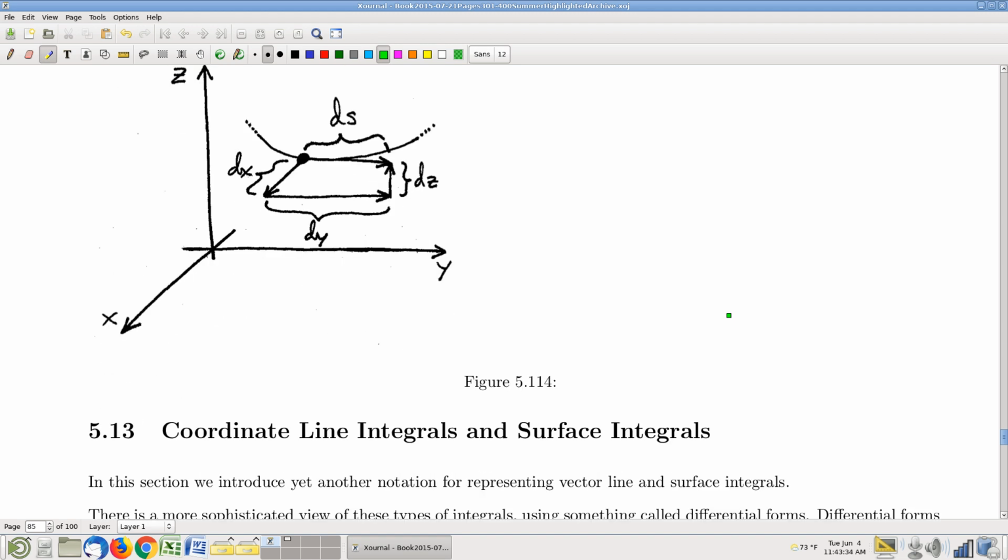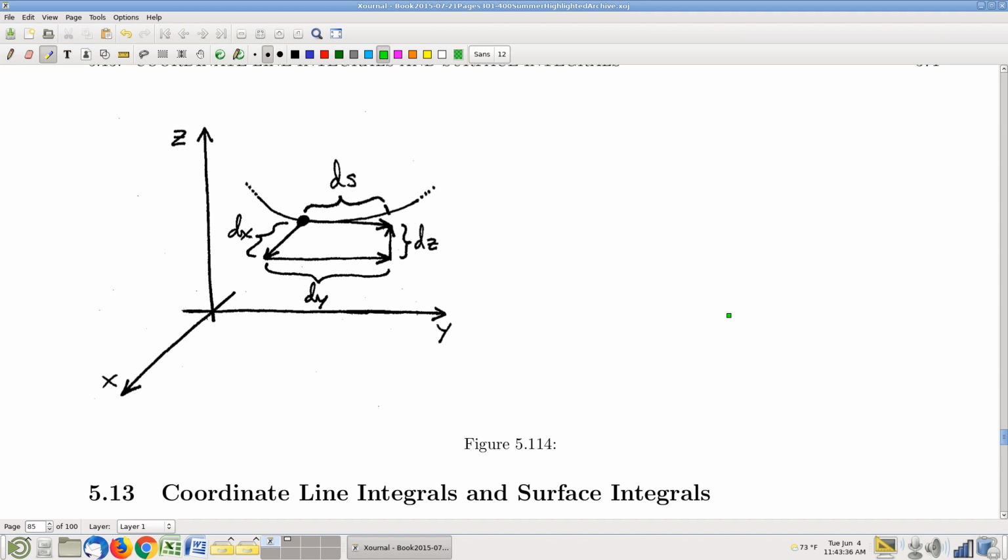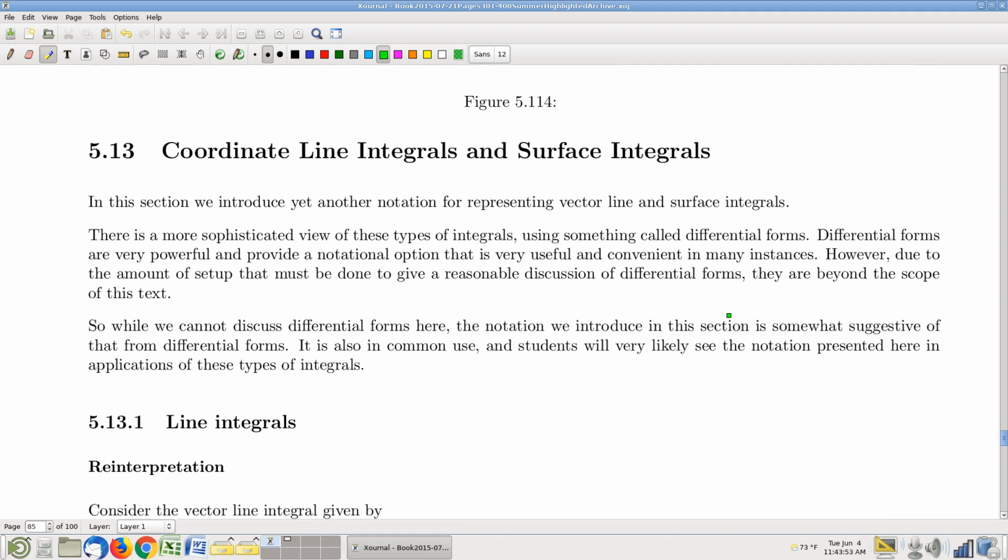Yeah. There's another kind of integral I have to introduce here, and there's a bit of a story on this. These are called, I'm going to call these coordinate line integrals and coordinate surface integrals. We'll talk about coordinate line integrals first. And it's arguably just a matter of notation. Depends on how you look at it. But so let's dive right in.